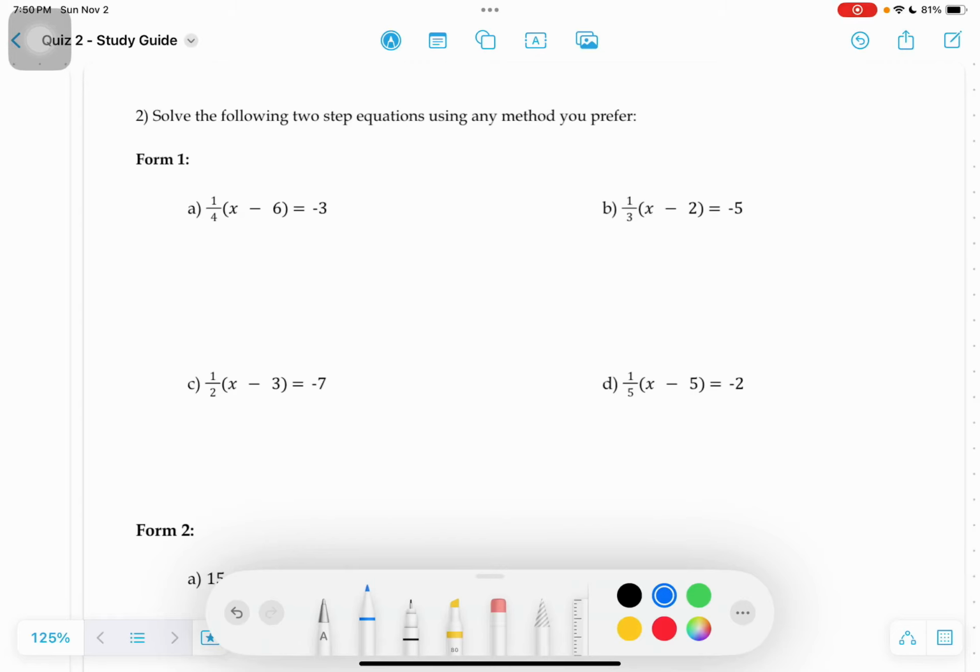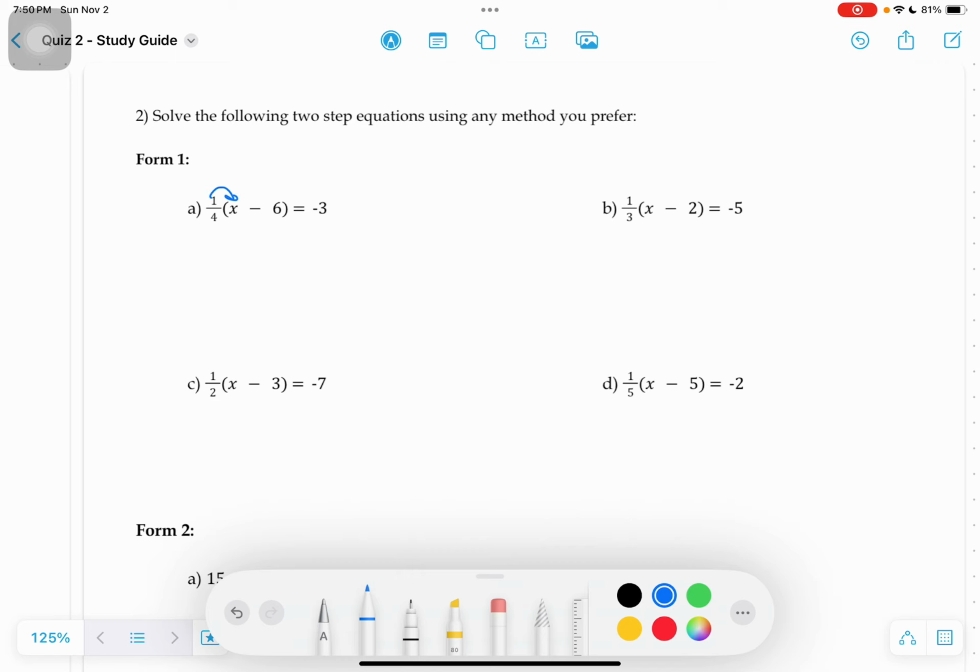Let's look at number 2 on the quiz study guide. Solve the following two-step equations using any method you prefer. All right, well, let's think this through for form 1. These are distributive property equations, so we have two options for solving them.